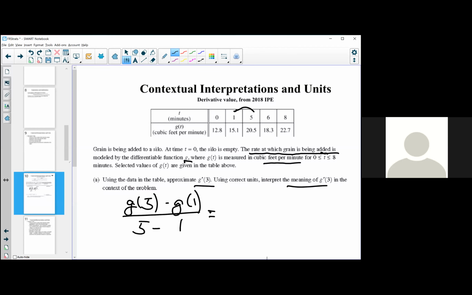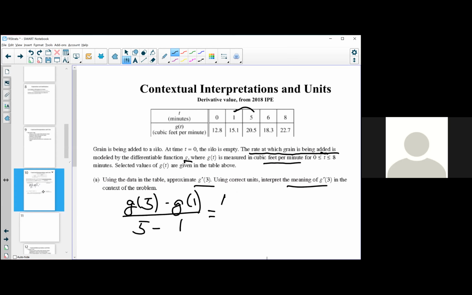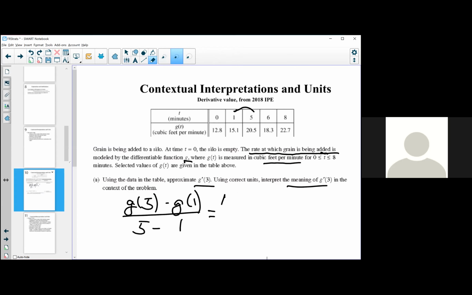And then that won't give you the approximation yet. You have to pull the values out of the table. So g of 5 is 20.5 minus 15.1 divided by 4. By the way, this answer right here would be sufficient for that approximation. You don't need to do the arithmetic there. You don't need a calculator to get an answer here. That's perfectly fine. You should attach units to this, or you could attach units in your justification. If you have them in one place, you don't have to put them in the other.